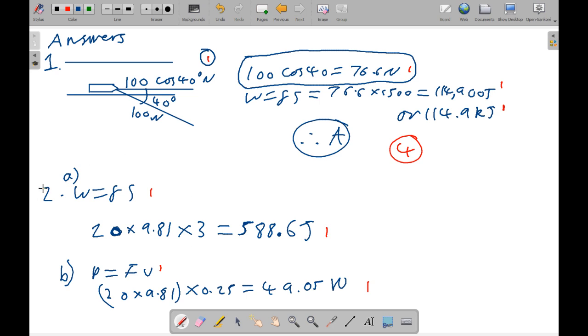So for question 2, we use W equals Fs, and then 20 times 9.81 times 3 is 588.6 joules. So we're working out the weight, times that by the distance, and we get that. So P equals Fv now, working out the power, and we have the weight again, times by 0.25, and we get 49.05 watts.